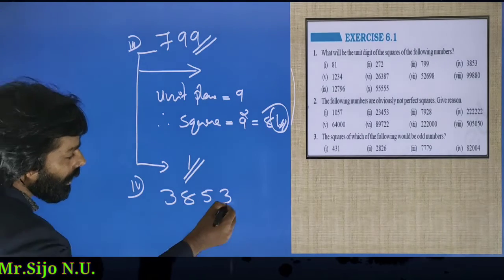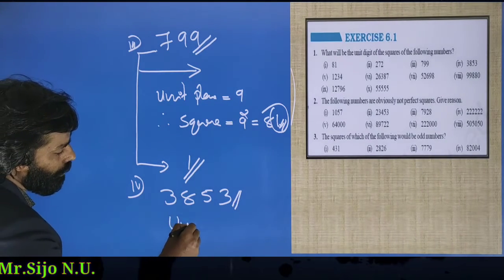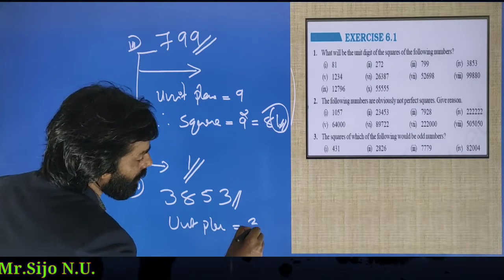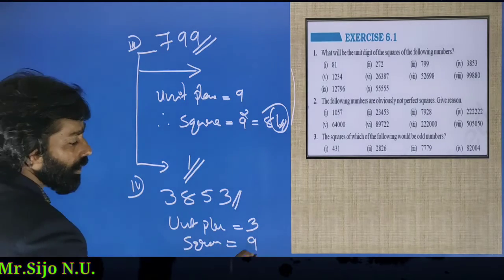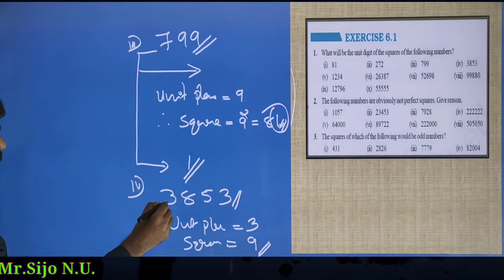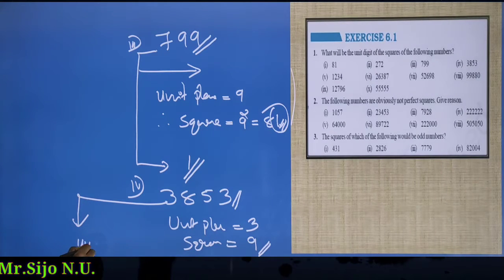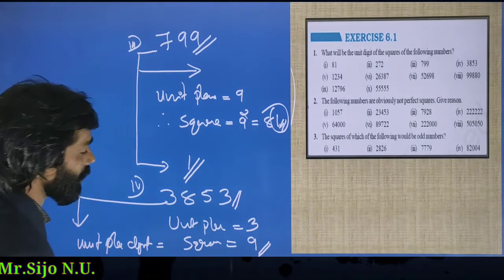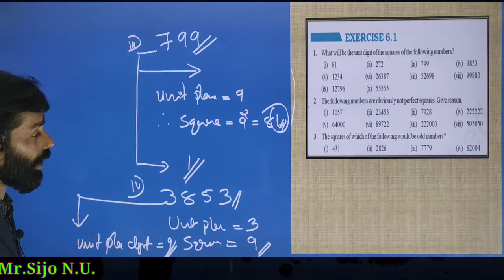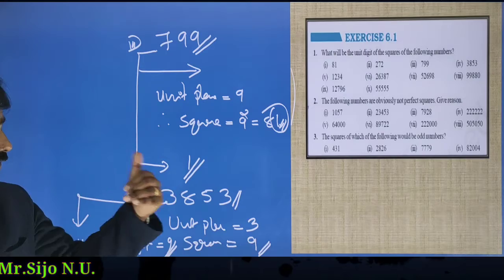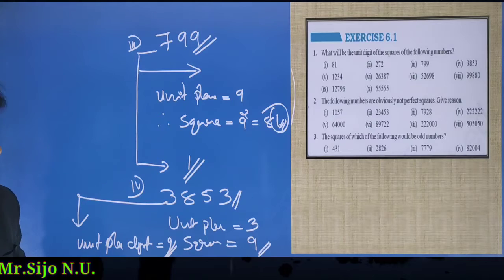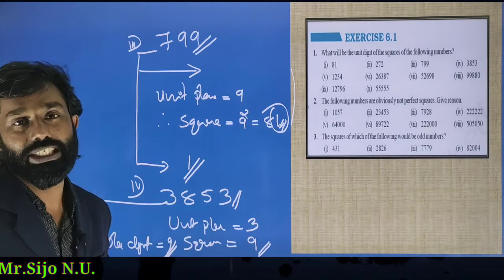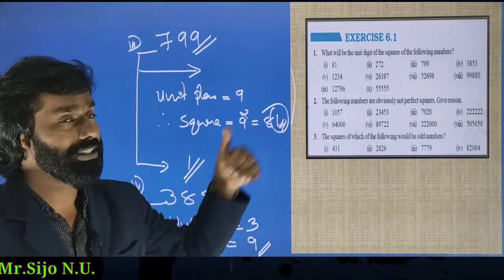So what we have to do first? Take the unit place digit here. What is the unit place digit? Here it is 3. So we need the square of this unit place digit, that should be 9. Therefore, we can say that this number's square's unit place digit should be 9. Why? Because its unit place is 3, so the square of this number's unit place should be its square, that is 9. Hope you understood this kind of question. Let us move to the next question.